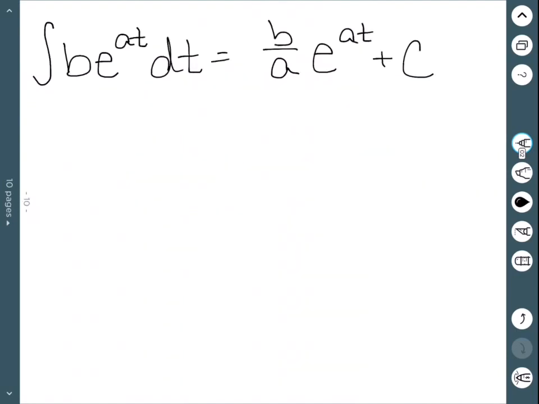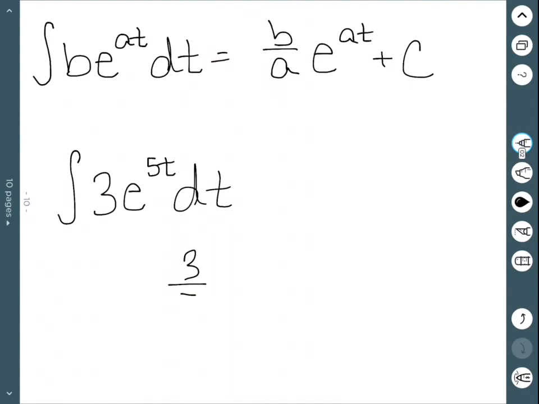The last one we'll consider here is an exponential function. b times e to the at dt would be b over a e to the at plus c. Once again, if we have an a or some kind of number with our variable t as the exponent, we're going to divide by that. As an example, the integral of 3 e to the 5t dt would be 3 over 5 e to the 5t plus c.